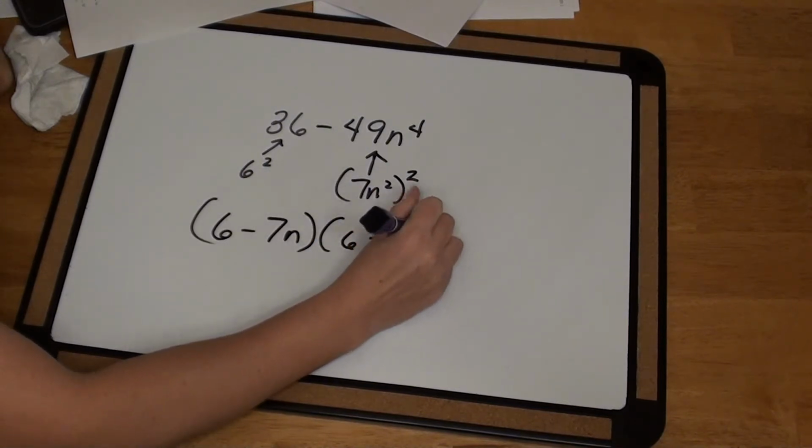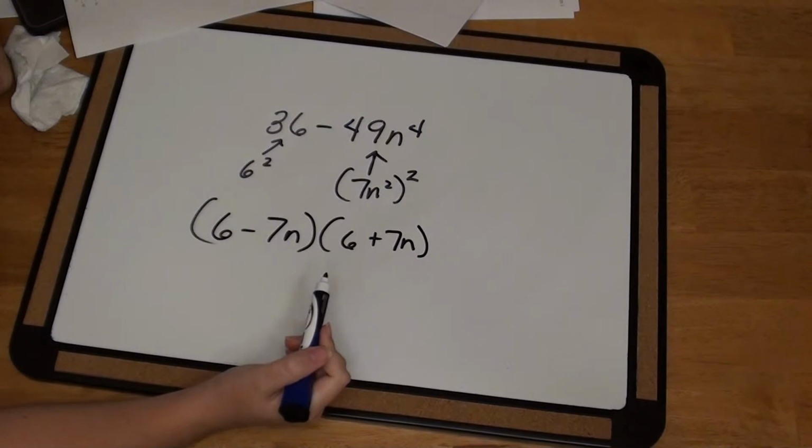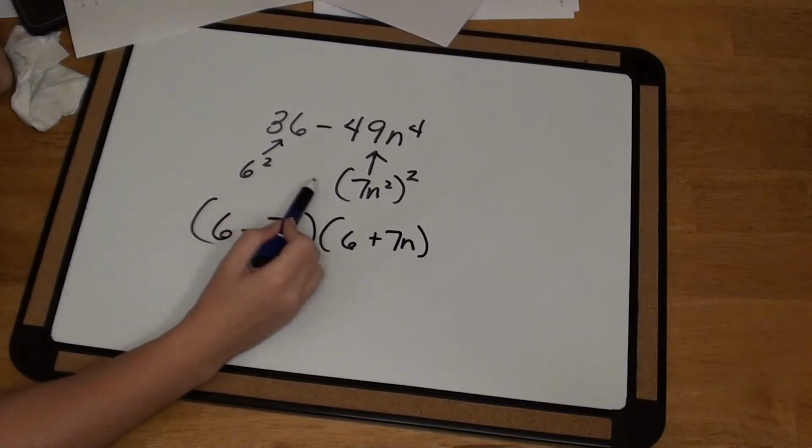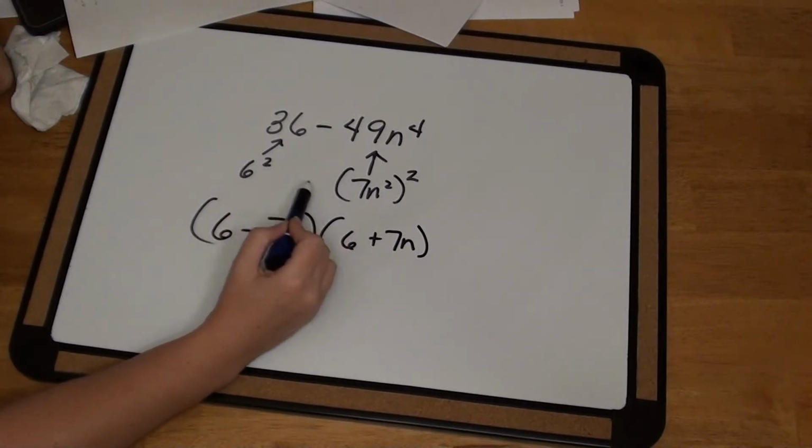6 plus 7n. I'm always following the same formula. The first one minus the second one. The first one plus the second one.